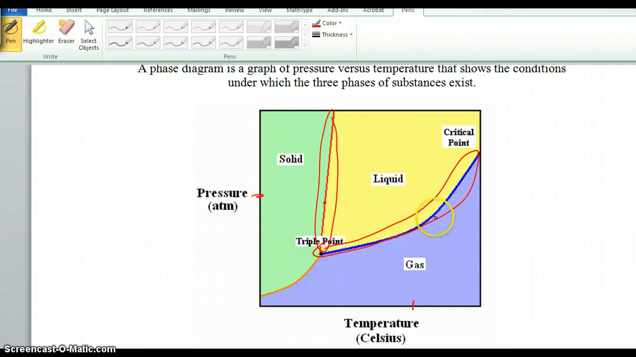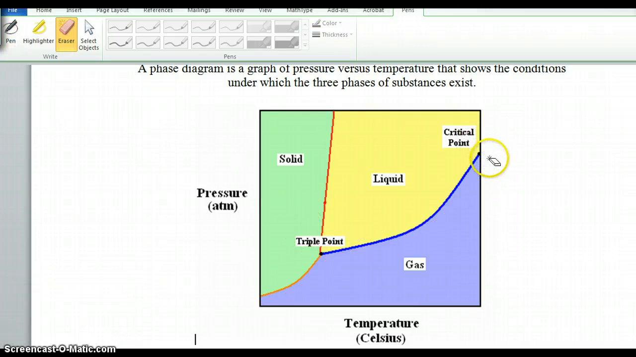So at any point along this line, the substance is at equilibrium in the liquid and gas state. Okay, and then solid and gas also has an equilibrium line. So that's one thing that's a little bit different when we're considering pressure and not just temperature. At the triple point, okay, so the point at which the solid, liquid, and gas lines meet, all three phases are at equilibrium.